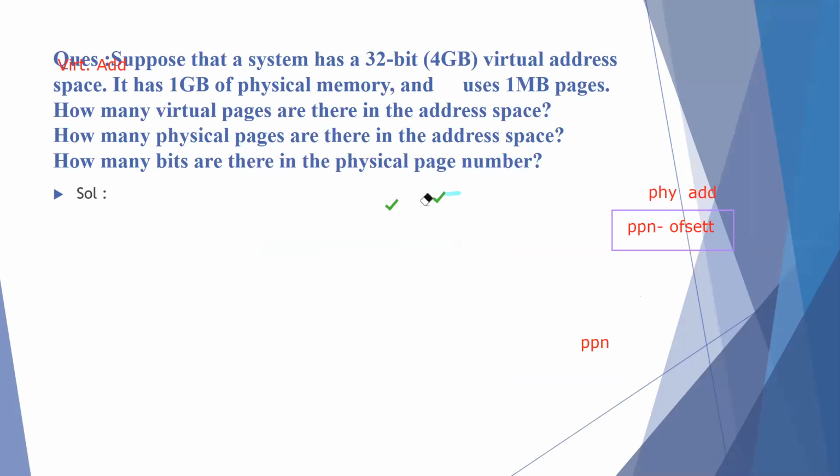So right now we are given a scenario where we have a system which has a 32-bit virtual address. It has 1 gigabyte of physical memory and uses 1 megabyte pages. How many virtual pages are there in the address space?